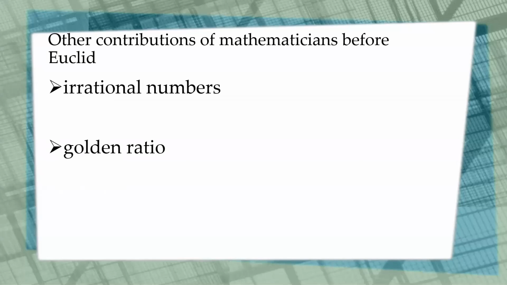There are also other contributions of mathematicians before Euclid. Aside from geometry. Una-una yung irrational numbers. So irrational numbers is yung numbers that cannot be expressed as a ratio of two integers. Example dyan is yung pi. Pi is actually an irrational number because you cannot find two integers to form a ratio that gives pi. Hindi. Pi is an irrational number. Another example is yung square root of 2. Irrational number din siya. Okay?